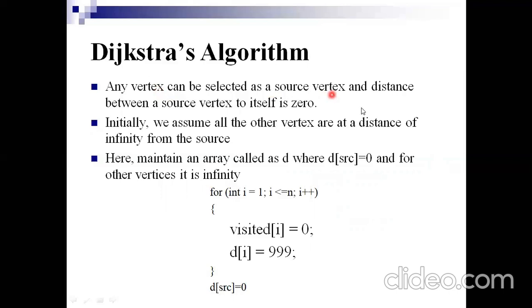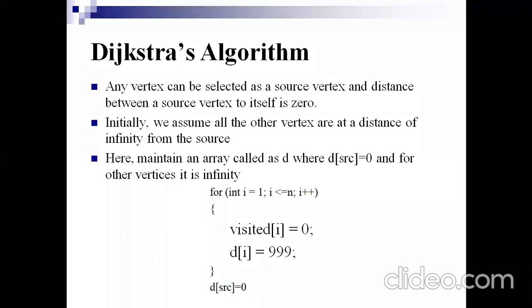We all know that the distance from a source vertex to itself is 0. I say this because I am bothered about finding paths from the source to all other vertices, so I am not considering the path from source to source. I'm considering the source to all other vertices. Therefore it is 0.